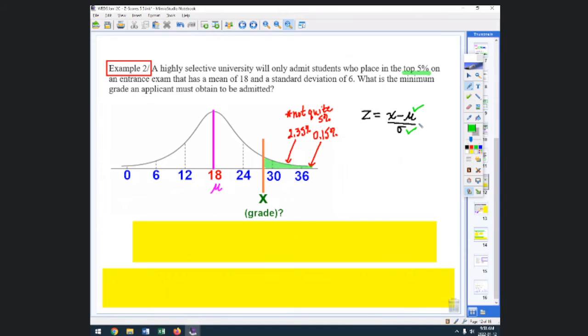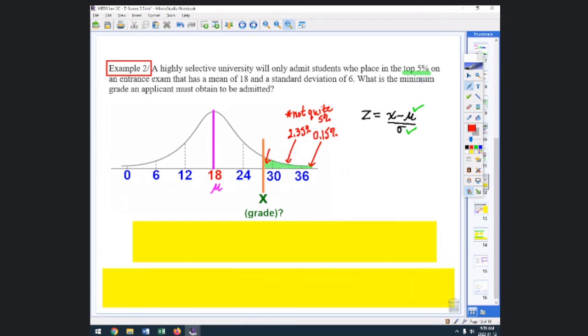Can I get the Z-score here? Well, if I'm looking for the top 5%, this last little piece here is 0.15. This next bin is 2.35, so that brings me up to 2.5%. So that's going to push me into this bin right here. Problem is, I don't know how far into the bin I need to be.